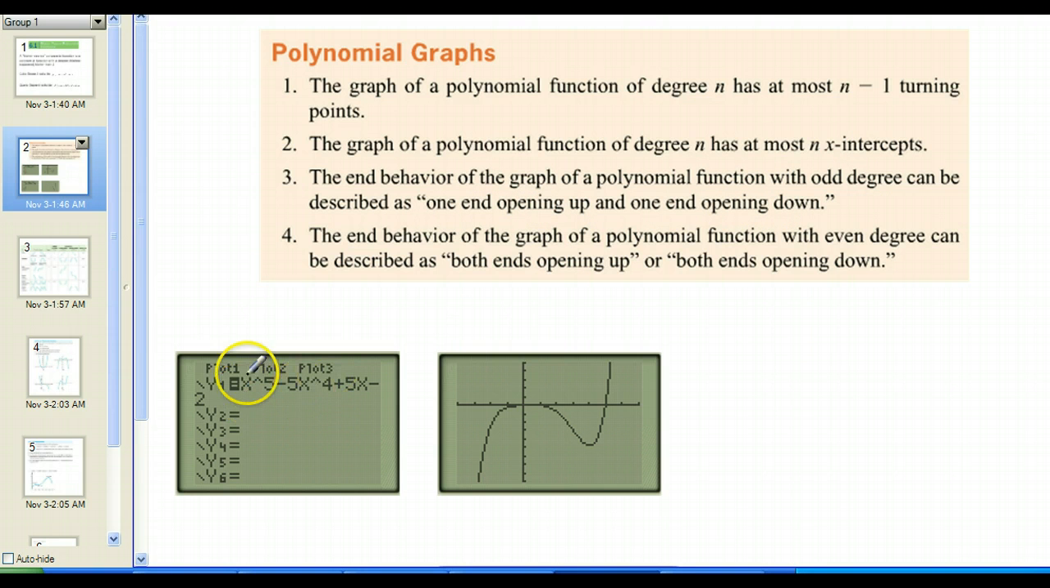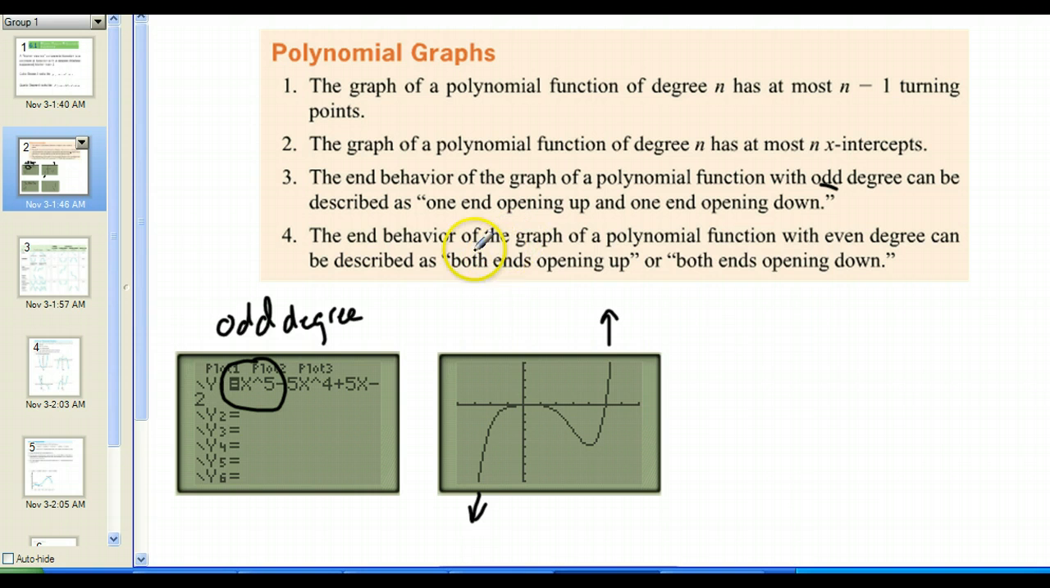So here's an example down here. 5 is an odd degree. We have an odd degree example here, and what does it say odd will do? It says it'll open up on one end, so here's the end that goes up. And then it goes down on the other. Here's the end that it goes down.